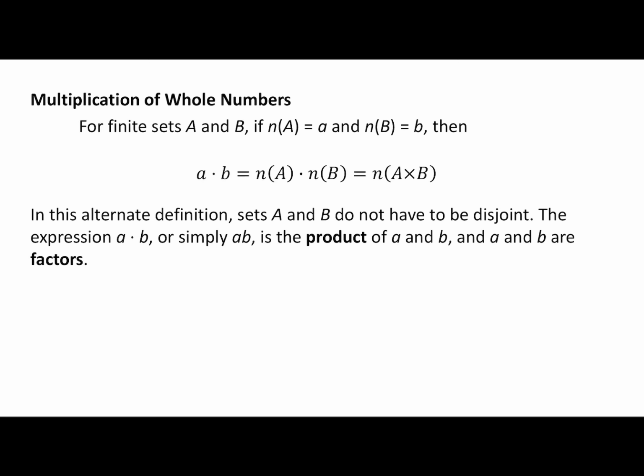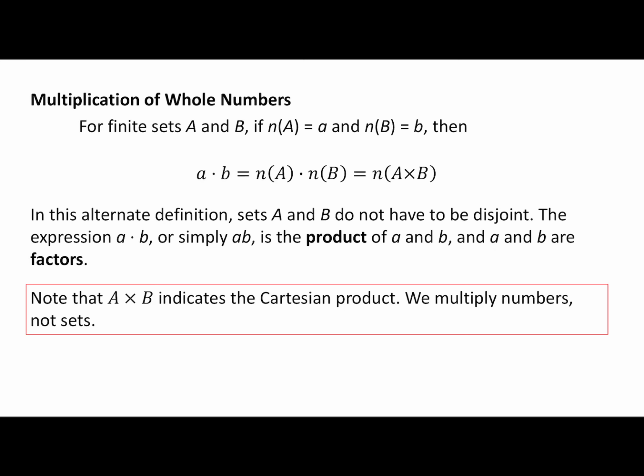In this definition, our sets don't have to be disjoint. Remember when we saw examples with cross products, we did some that were not disjoint sets. The expression a times b is called the product, and a and b are called factors. Okay, remember again that this notation is used for the Cartesian product. So we can say A cross B, but it is not A times B when we're talking about the capital letters that represent sets. Okay, we don't multiply sets.